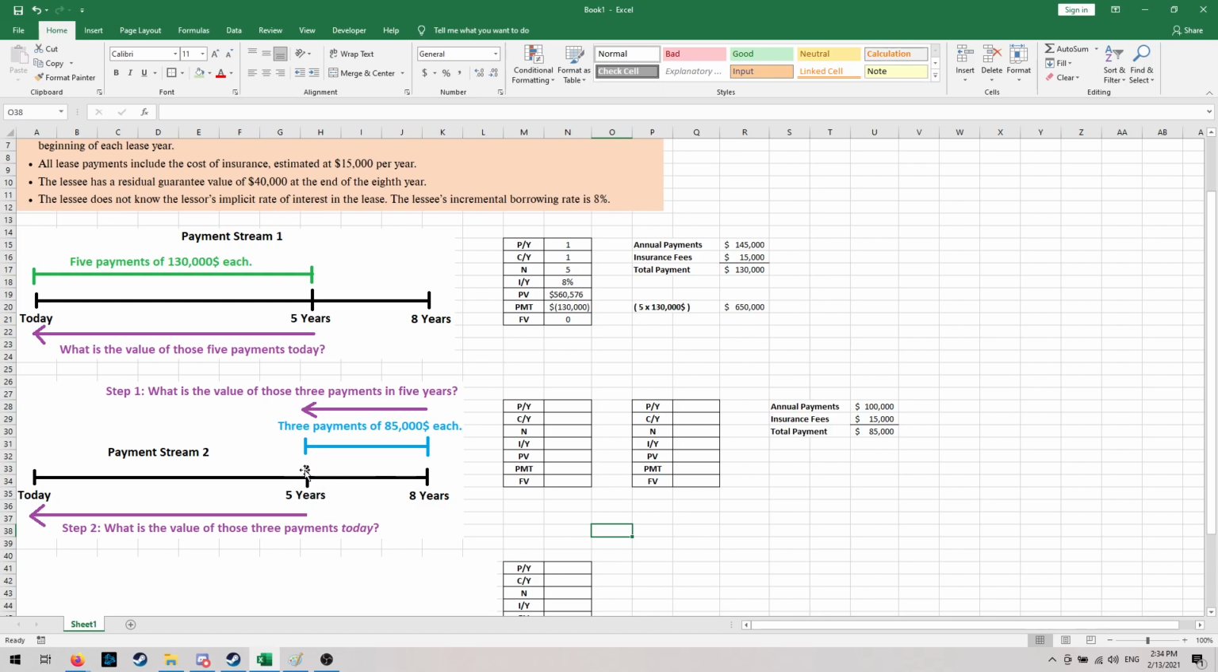We'll know the future value and we'll need to go all the way back to today, during the time that we didn't make any payments. So let me just show you how to do this. First, we'll handle this part, which is pretty much identical to the part above.